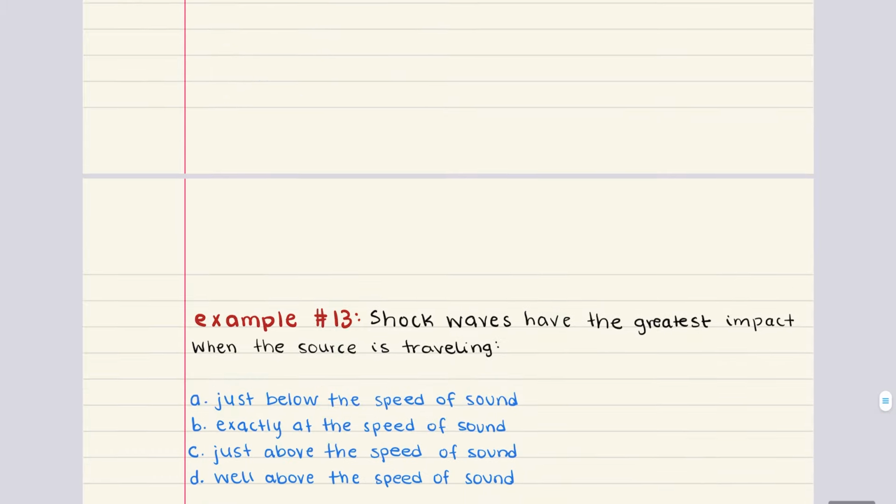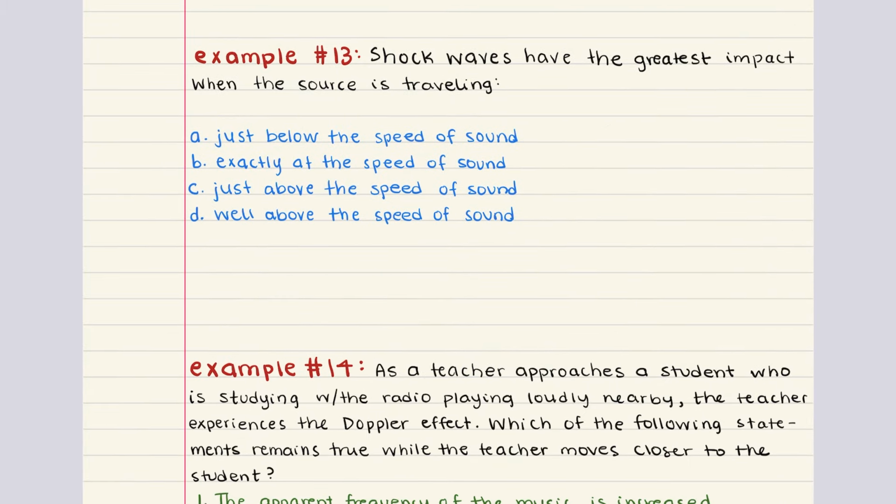Wonderful. Let's do problem 13. Problem 13 says, shock waves have the greatest impact when the source is traveling blank. A says just below the speed of sound, B says exactly at the speed of sound, C says just above the speed of sound, and D says well above the speed of sound. Now, to understand when shock waves have the greatest impact, we need to consider how shock waves form and their relationship with the speed of sound.